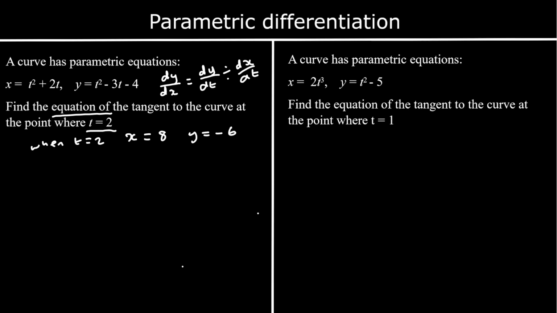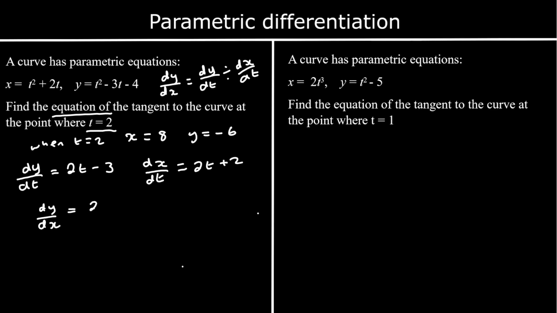So dy/dt is 2t minus 3. dx/dt is 2t plus 2. So dy/dx is 2t minus 3 over 2t plus 2. And when t is 2, our gradient is 2 times 2 take away 3, which is 1, over 2 times 2 plus 2, 6.